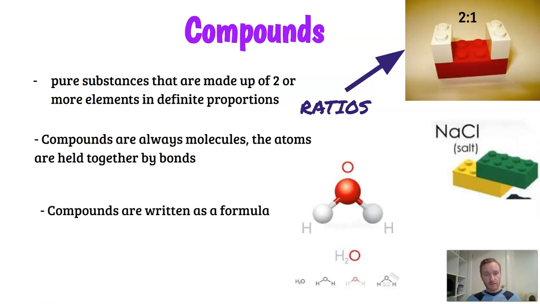And compounds are written as formulas. So we can see again, this time we're focusing on water. We're looking at a different type of model, but we can see that the ratio in the circle is H2O. Its ratio is 2:1, 2 hydrogens and 1 oxygen. So let's start.